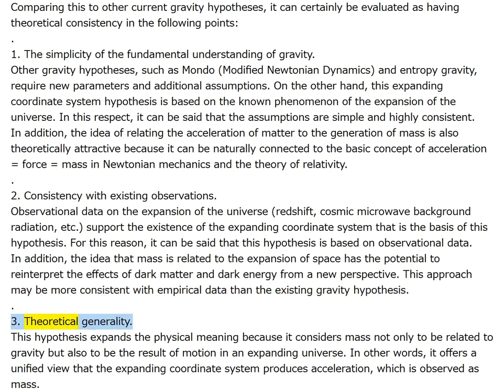3. Theoretical generality. This hypothesis expands the physical meaning because it considers mass not only to be related to gravity but also to be the result of motion in an expanding universe. In other words, it offers a unified view that the expanding coordinate system produces acceleration, which is observed as mass.